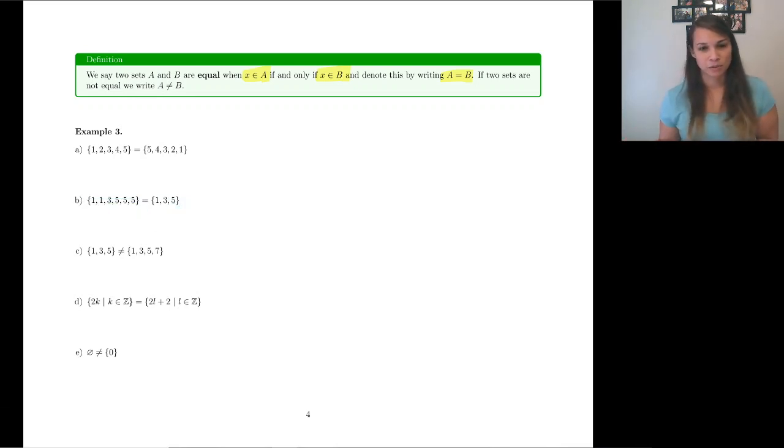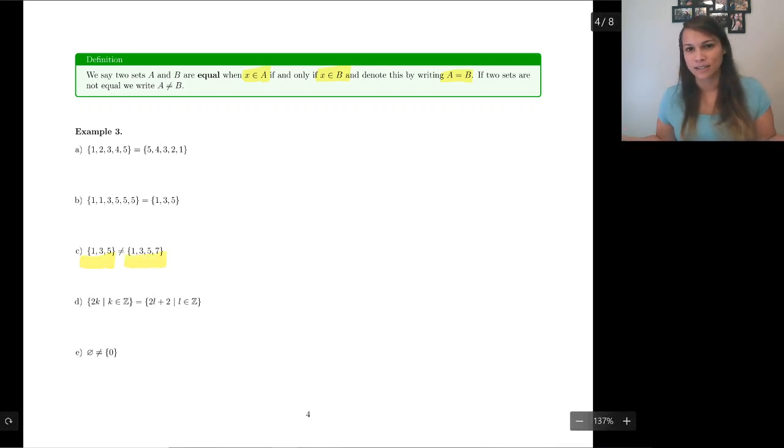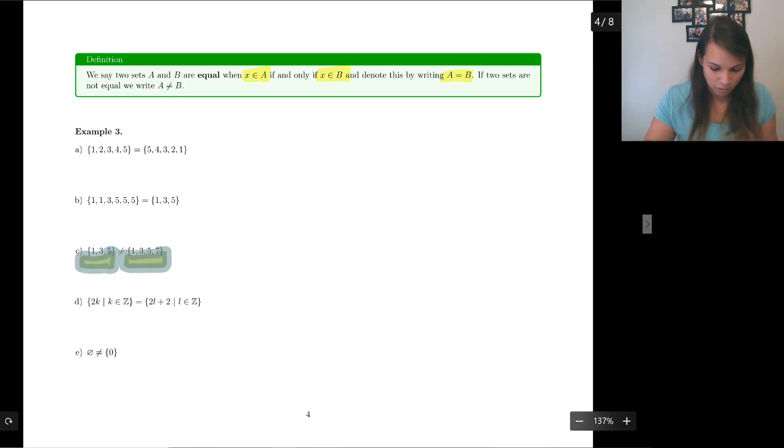Now, something that would not be equal to each other. We've got 1 through 5, but then 1 through 5 and 7. Obviously, 7 was not in that first set, so they are not equal.